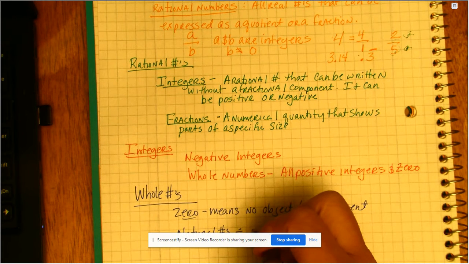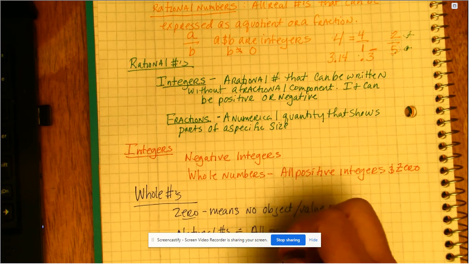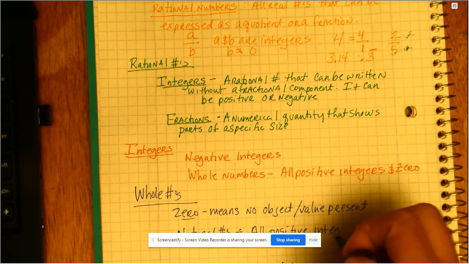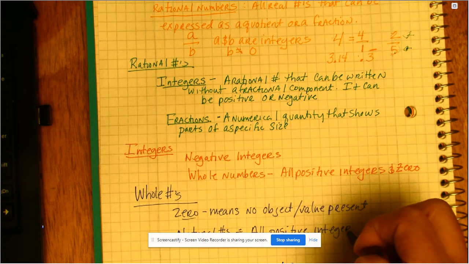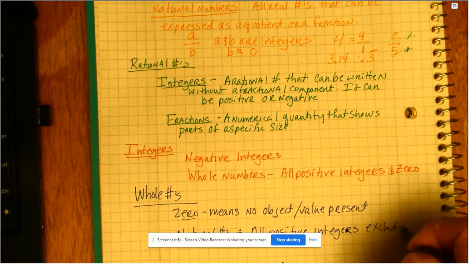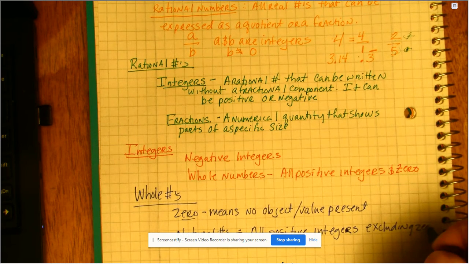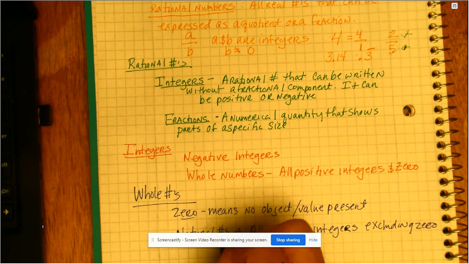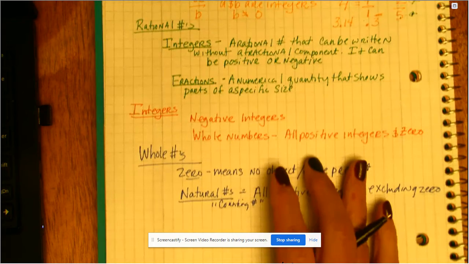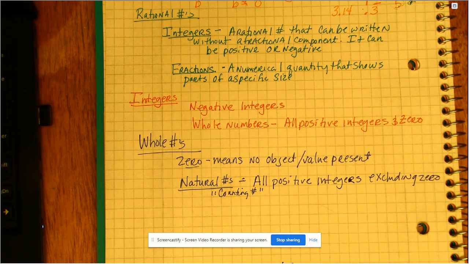So natural numbers are all positive integers excluding 0. And sometimes people call these the counting numbers, because the first number you typically learn is not 0, but actually 1. When people are talking, oh, you're 1 year old, how old are you, right?